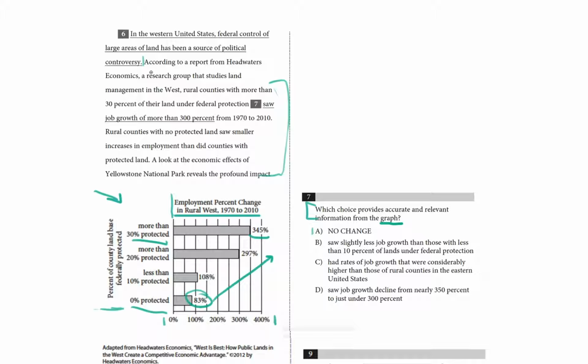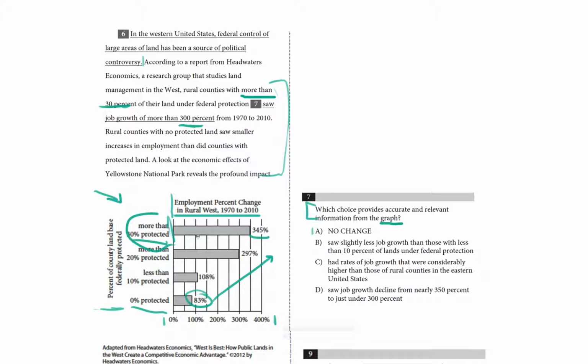According to a report from Headwaters Economics, a research group that studies land management in the West, rural counties with more than 30% of their land under federal protection, and here's the underlined part, here's choice A, saw job growth of more than 300% from 1970 to 2010. Now, I think that's exactly what we saw in the graph. Hold on real quick. 300%, 30% of their land, specifically more than 30% of their land.